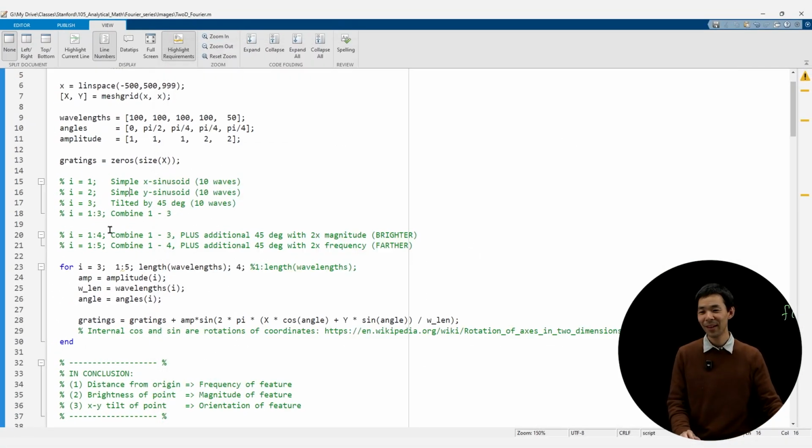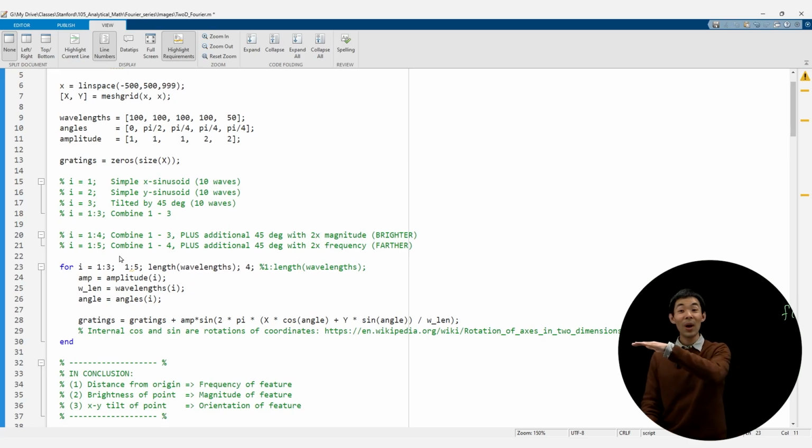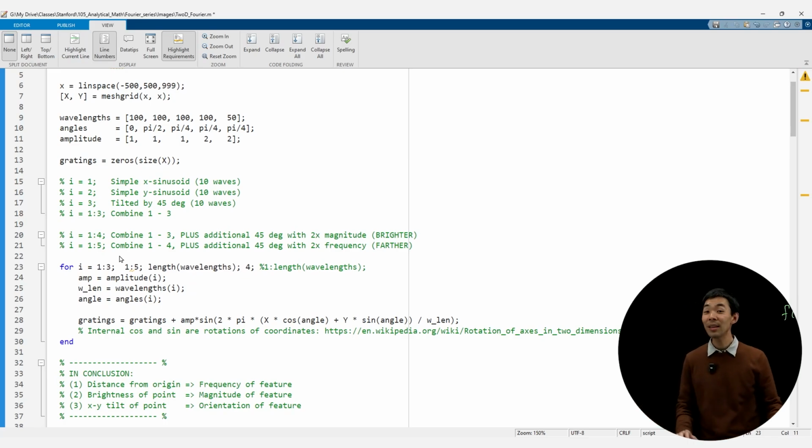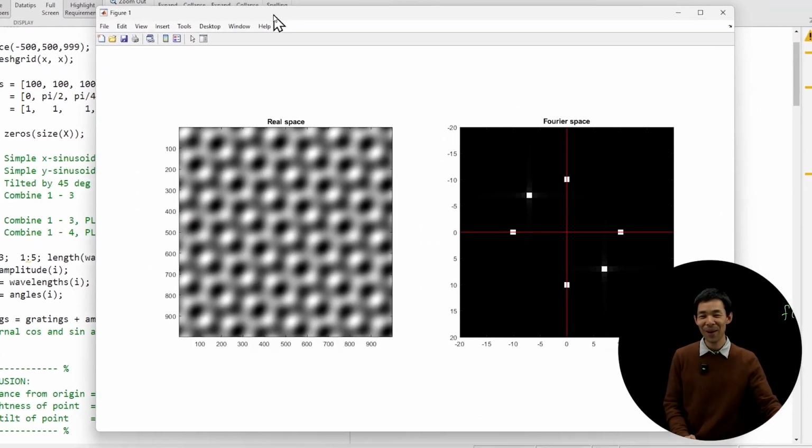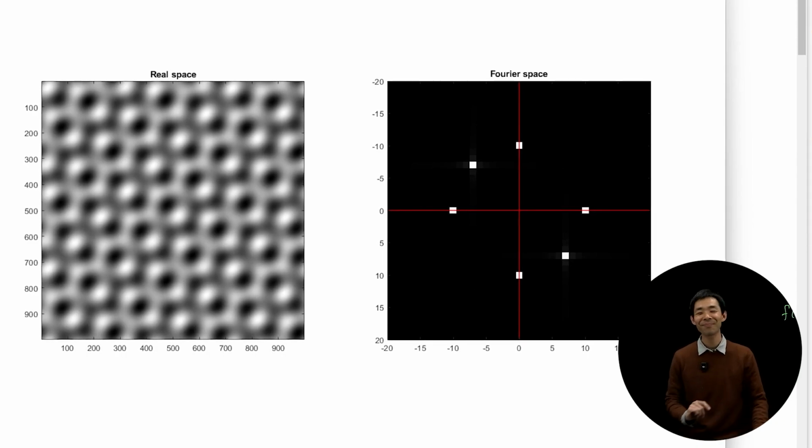So let's do that. I'm going to take the first three patterns that I just explained, the waves along the x, waves along the y, waves along the negative 45, add them all together. If you do that, you get a checkered pattern that looks just like this. It's really cool already. It's starting to look like a very complicated pattern, a little bit more sophisticated than the waves that I showed you earlier.